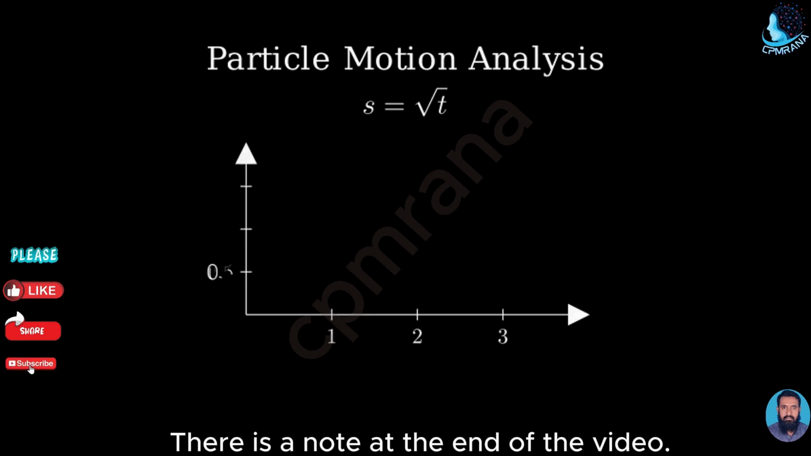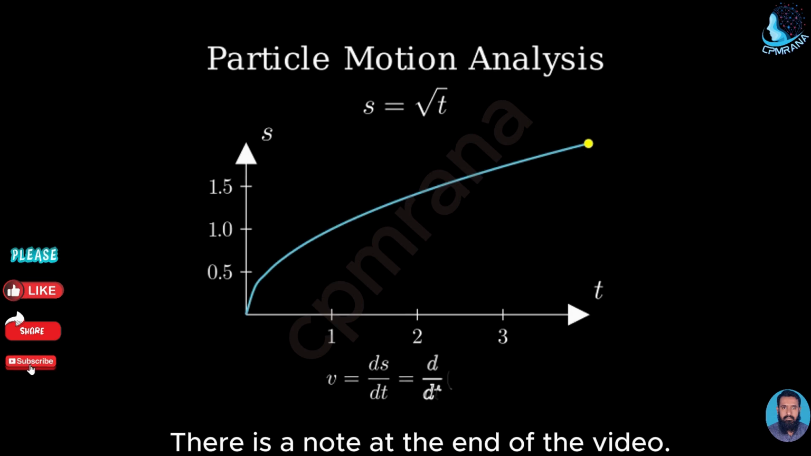Let's visualize this motion. Here's our time axis and here's our position axis. The particle's position follows this curve, which is the square root function. As time increases, the particle moves along this path, but notice how its velocity changes. Let's solve this step by step.